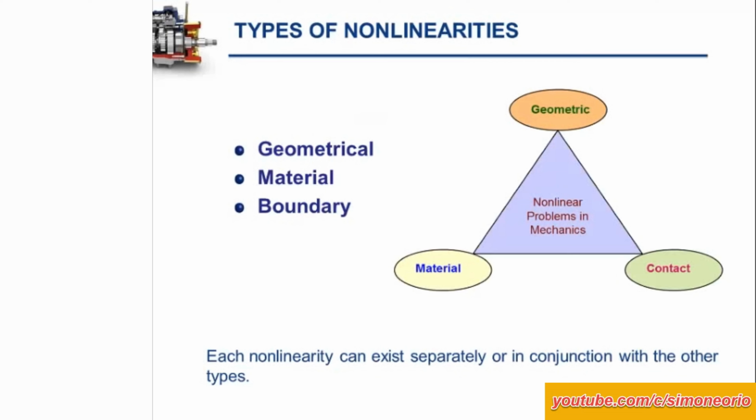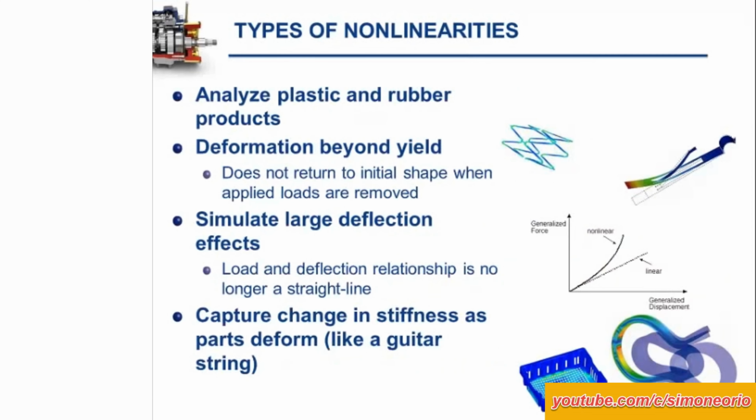We can have nonlinear boundary conditions or loads. Is our load changing with time? Do we have contact that is being made and then maybe lost, or some sliding contact, for example? All of these count as nonlinearities. They can happen all together, or they could be just one at a time.